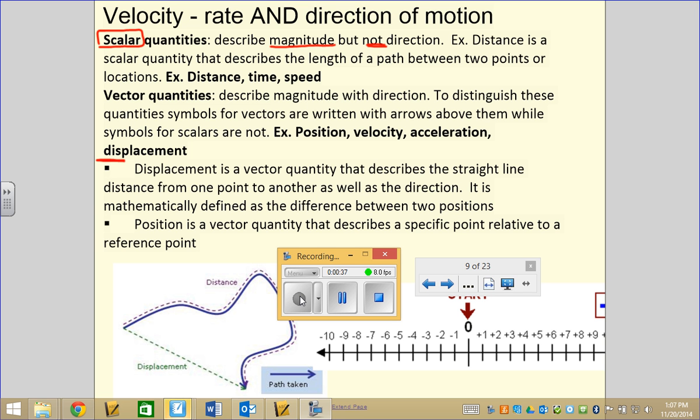A good example of a scalar quantity is distance. Distance is the length of a path between 2 points or locations. So it's where the object or where the person went.